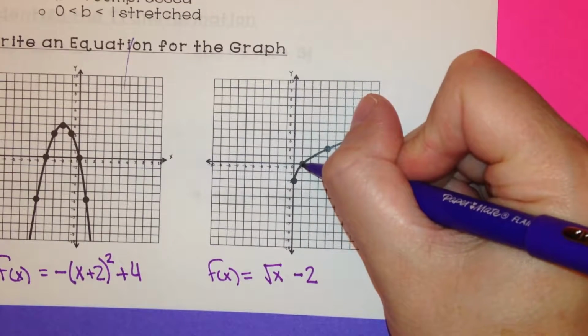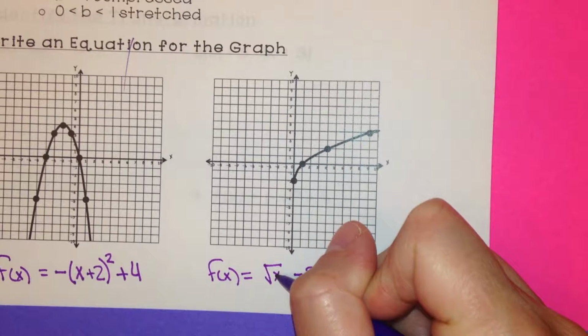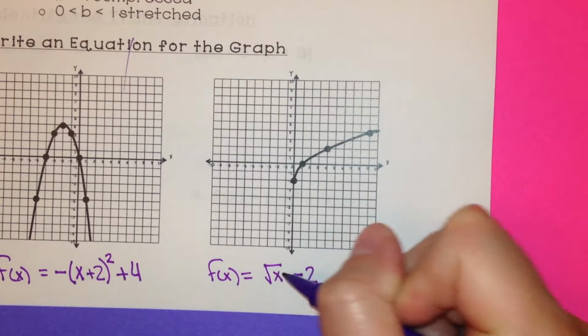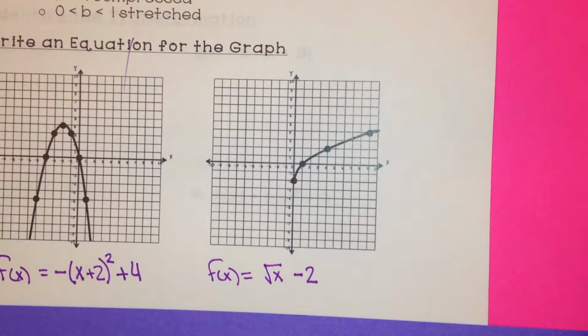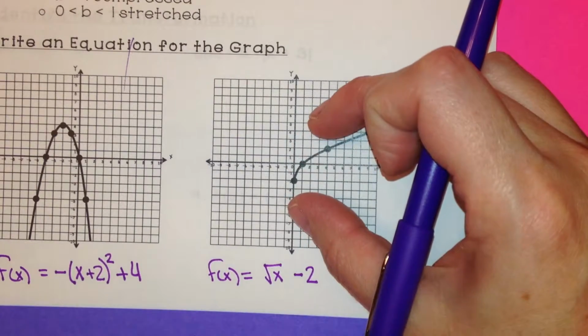Now I'm going to plug in when x is 1. I should get out where y is 0. Plug in 1. Square root of 1 is 1. 1 minus 2, well, that's negative 1. So I think I was right. It does look a little stretched out.